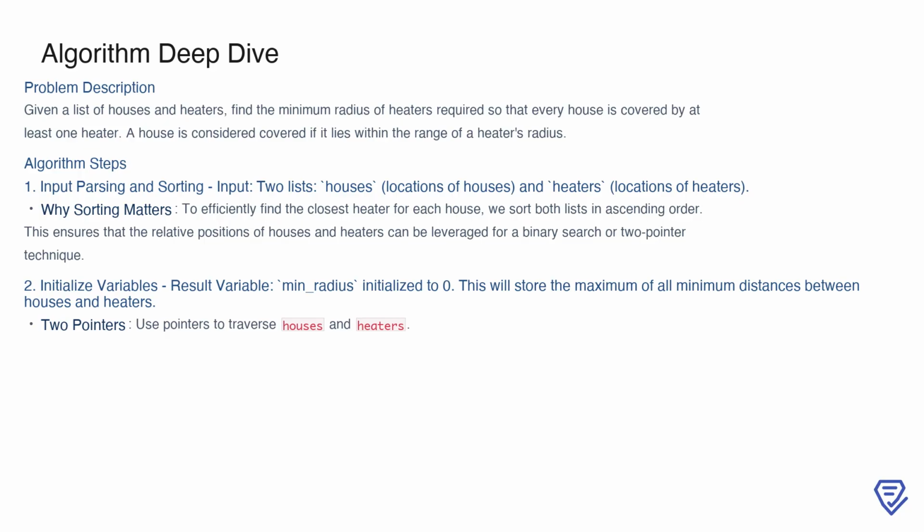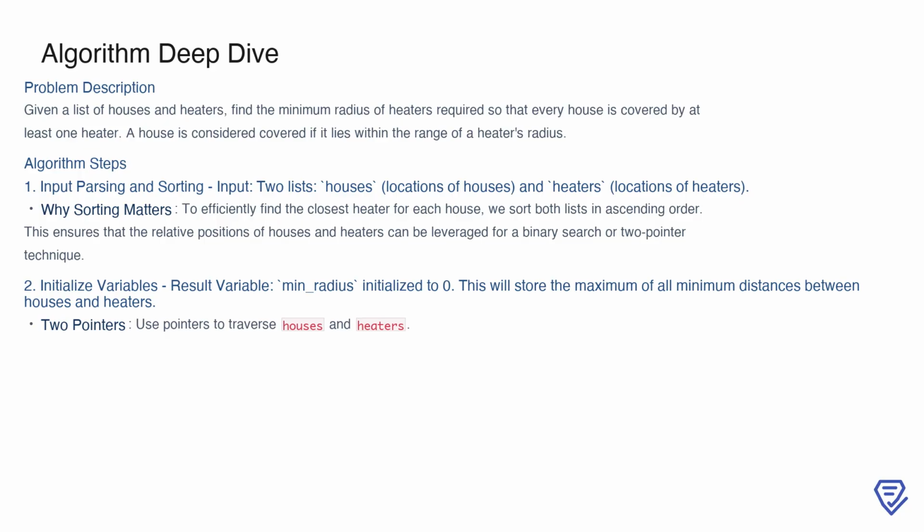To solve this efficiently, we start by parsing the input, two lists representing the positions of houses and heaters. These lists are then sorted in ascending order. Sorting is crucial because it allows us to use techniques like binary search or two pointers to find the closest heater for each house more efficiently.